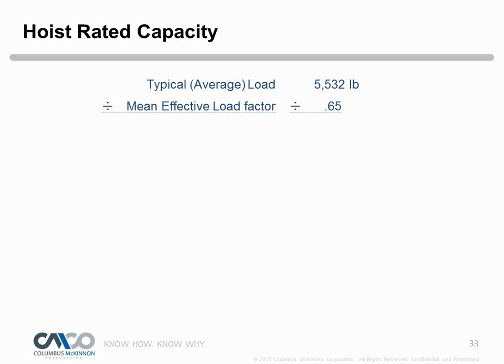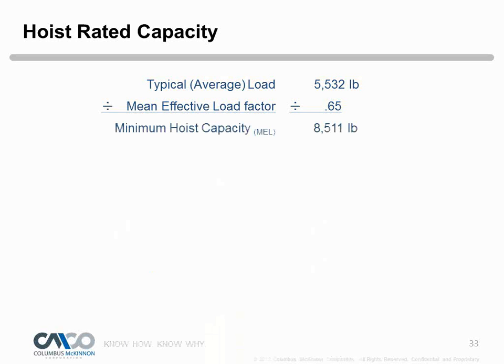Obviously, if I'm lifting at 70 or 80% of that rated load of the hoist capacity, then I'm not going to get 30 minutes out. I'm going to get something less. Maybe I'm going to get like 20 or 15 minutes of use per hour out of it. Or if I'm lifting lighter loads, then I'm actually going to go longer than 30 minutes. So what we do is we take that typical average load and divide it by 0.65 because we want to be sure we don't ever exceed the duty cycle of that hoist.